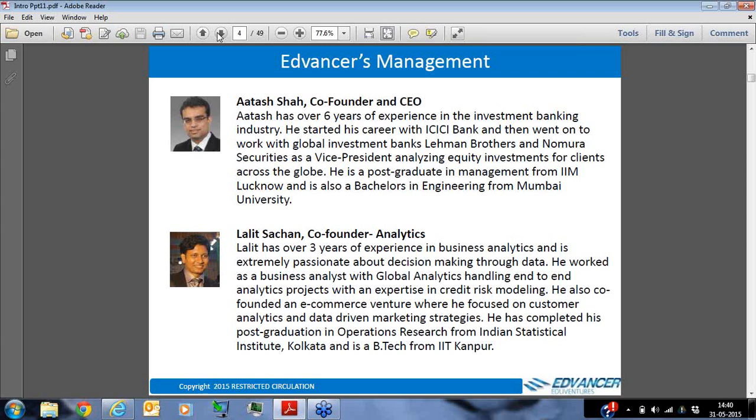My co-founder on the analytics vertical is Mr. Lalit Sachan. He has over 3 years of experience in business analytics. He's extremely passionate about decision making through data, and he has worked on end-to-end analytics and big data projects. In terms of his educational background, he has completed his post-graduation in operations research from Indian Statistical Institute, Calcutta, and he's a B.Tech from IIT Kanpur.